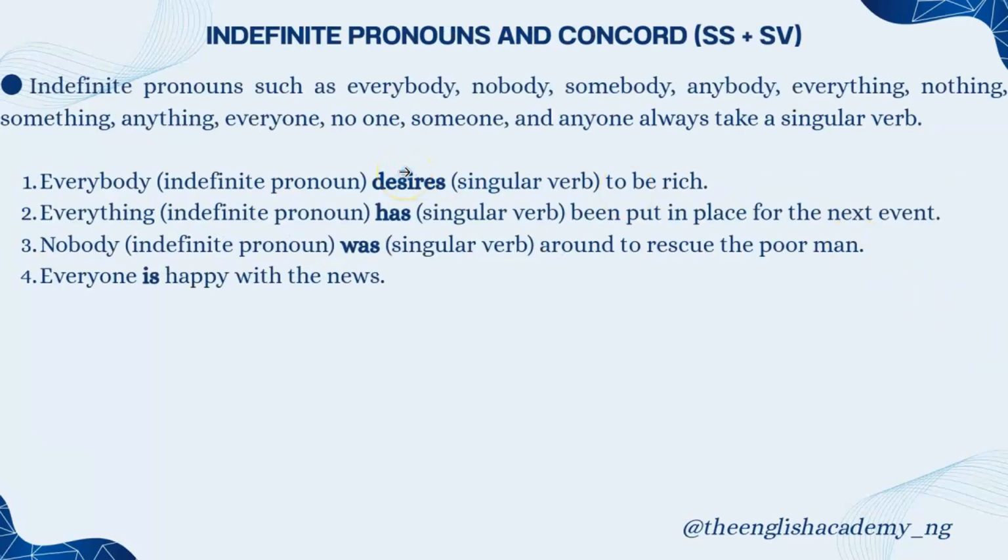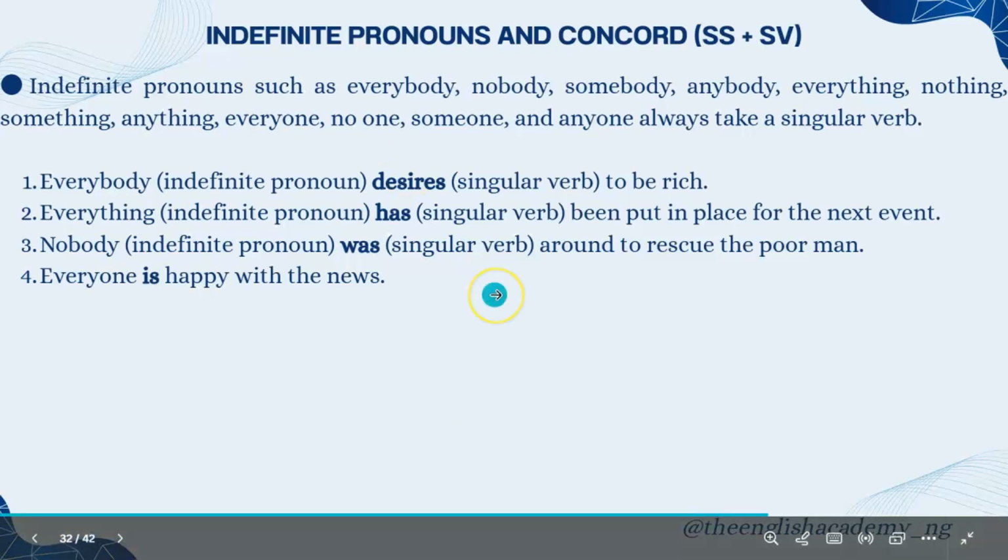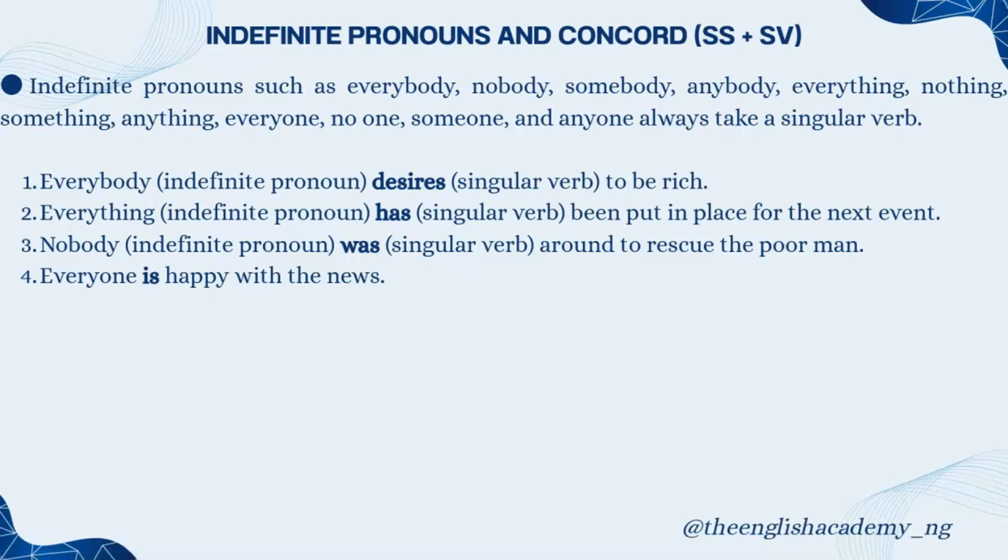The next rule of concord we'll be talking about is how we use indefinite pronouns. Indefinite pronouns include everybody, nobody, somebody, anybody, everything, nothing. We call them indefinite because they are not referring to someone in particular. And so the rule says that anytime we use any of these indefinite pronouns, we must use it with a singular verb.